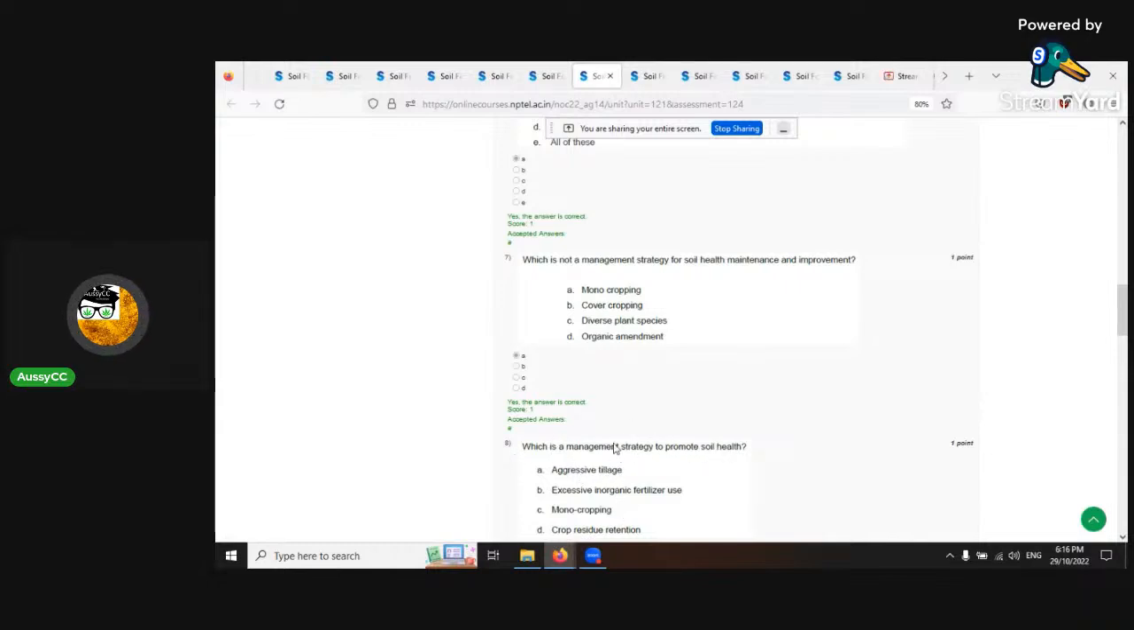I'm so bad with getting these wrong. I read them around the wrong way and I get questions wrong all the time. Which is meant to promote soil health? Well, crop D.